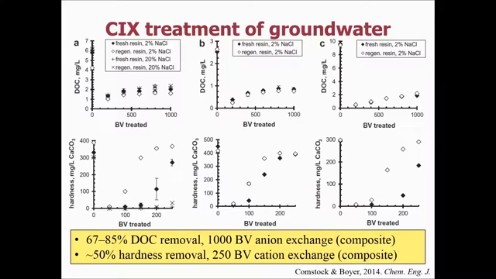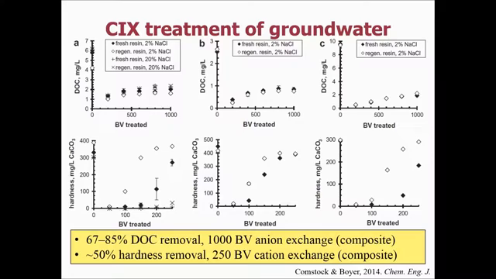But what we want to think about really for this process is that composite sample that corresponds to the overall water produced over the course of those 1,000 bed volumes. And if you were to look at the composite sample for those three upper figures, the DOC removal is in the range of around 70 to 85%.